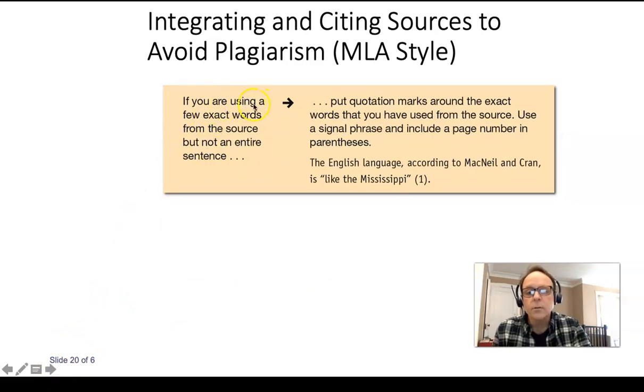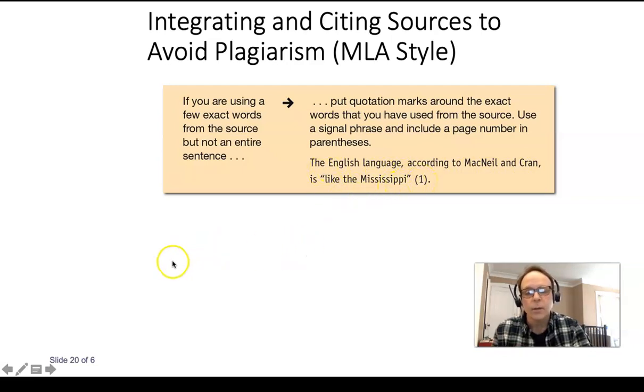If you're using a few exact words, not the whole sentence, you can do it like this. You put quotation marks around the exact words. So, like the Mississippi, all you used from them is like the Mississippi. You used 3 of their words, but still, if you're using their idea, you want to cite this. And you use a signal phrase, and it has to be a little more involved sometimes when you're using just a few words. The English language, according to McNeil and Cran, is quotation marks, like the Mississippi, this is on page 1.